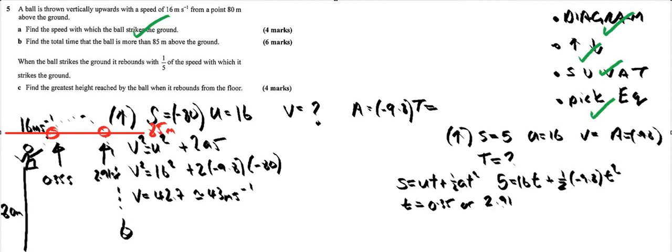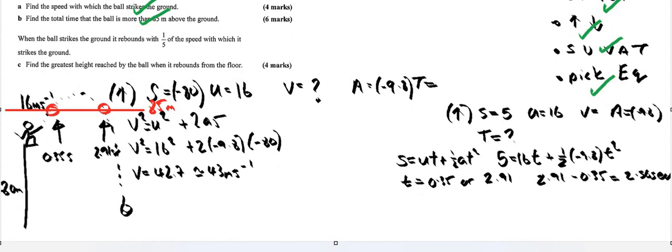So how do I find the time that's above it? Well, I just do 2.91 minus 0.35, and that tells me that it is 2.56 seconds. That takes care of B. And the question says that when the ball strikes the ground, it rebounds at 1/5 of the speed with which it strikes the ground.